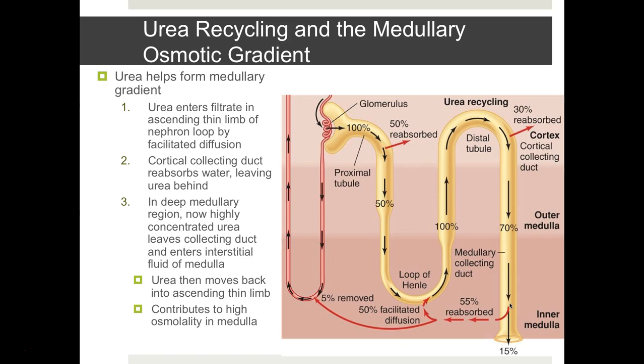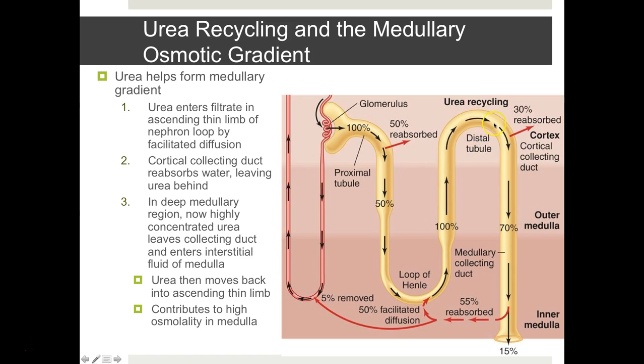And so urea is going to enter our filtrate in our ascending thin limb. So let me take you through this process real quick. We have urea that is 50% of it is reabsorbed here in the proximal convoluted tubule. So we only have 50% left here. And we're moving through, and we're going to see that later on. We are going to reabsorb some of our urea, and that's how we're getting a 100% here.